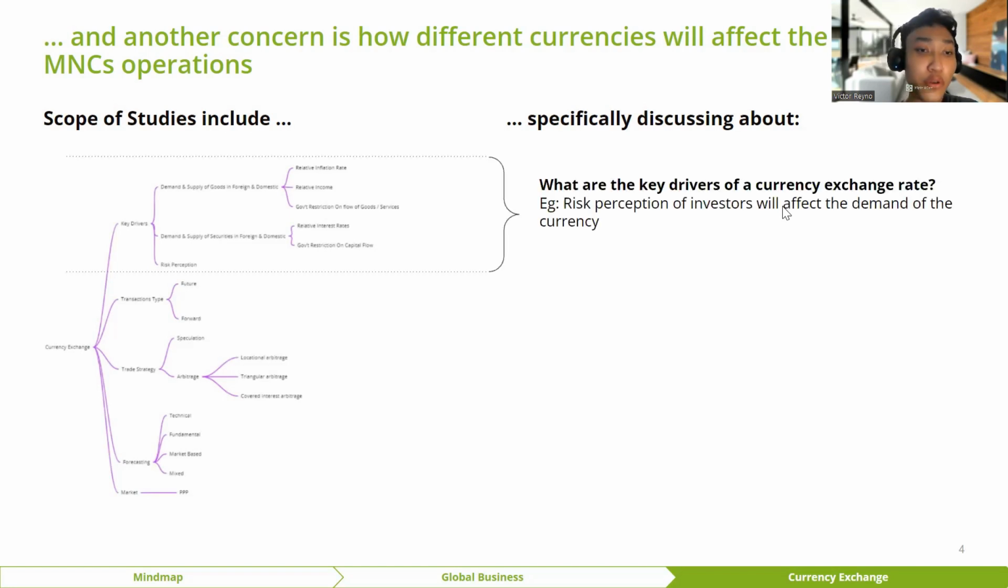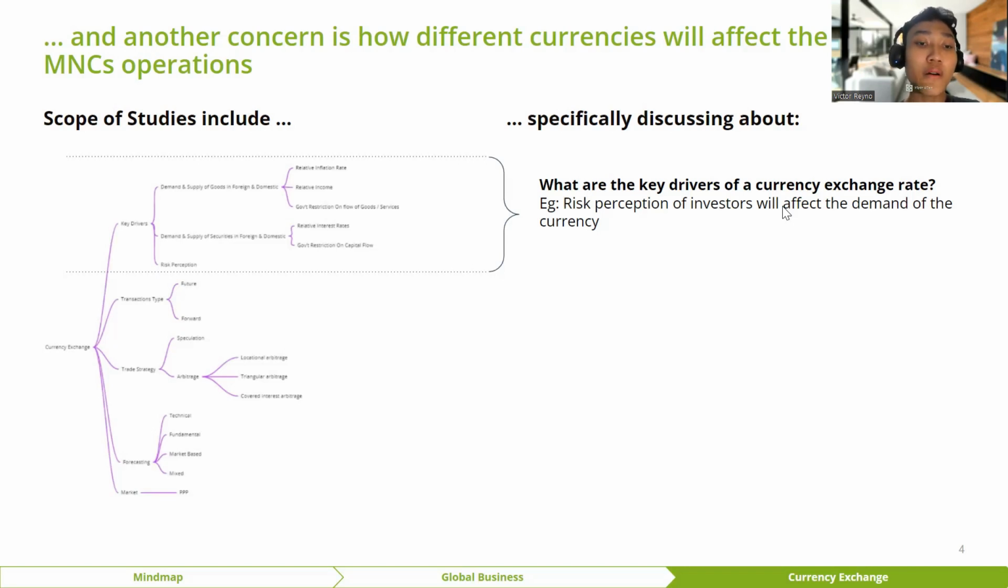So the first one, we're going to discuss what the key drivers of a currency rate are. Primarily, there are three key drivers. The first one is the demand and supply of goods in foreign and domestic markets. So this will include goods and services. The second is demand and supply of securities in foreign and domestic markets. And the third is the risk perception, how the market perceives the associated risk.